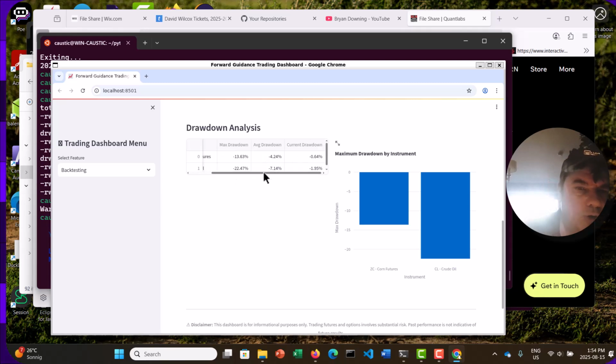You know that the drawdown is kind of excessive, but what's the probability? So we're looking at an average potential drawdown of negative 2% on corn and oil at 7%, which is fairly decent. And when you look at the current drawdown, it's not even 2% for either. So that's fairly low risk.